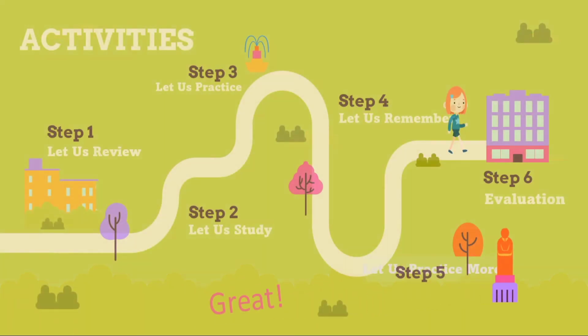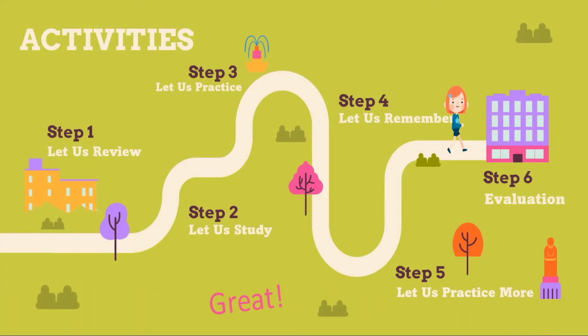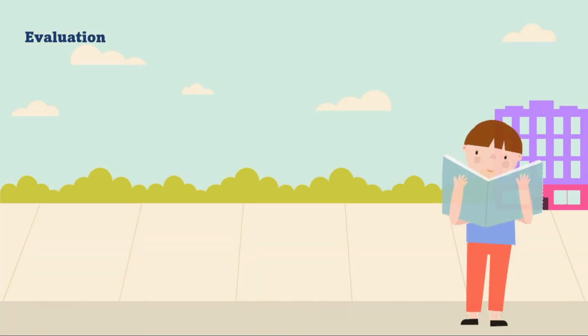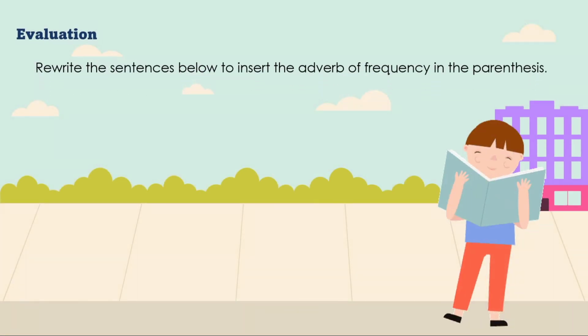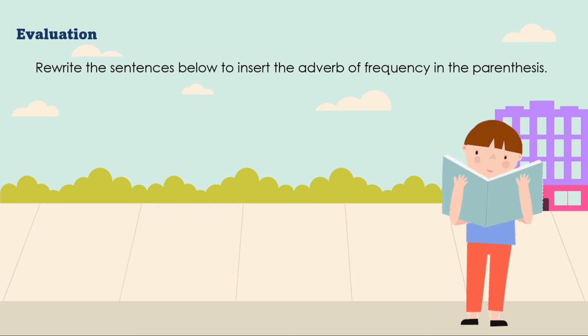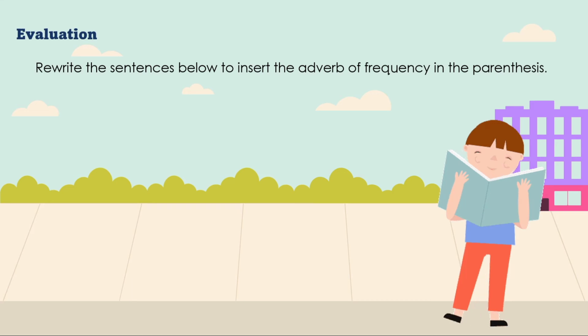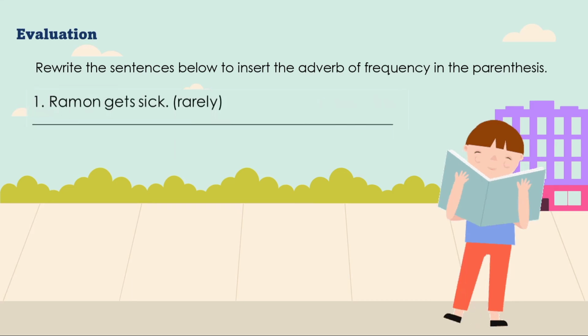Okay, very good. Fantastic! You have reached this far. You may now answer your final task. Good luck! Okay, turn your learning activity sheet to page 4 for your final task. Rewrite the sentences below to insert the adverb of frequency in the parentheses. So for number 1, Ramon gets sick. You're going to use the adverb of frequency rarely.